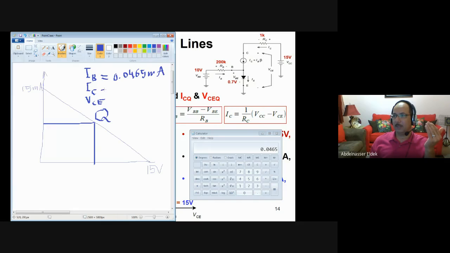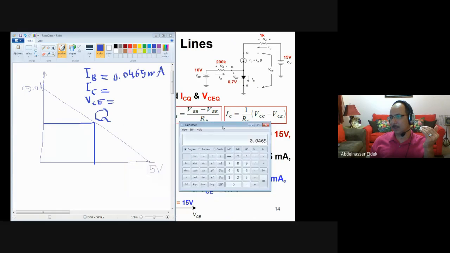If you want to calculate IC, IC is beta times IB. Beta is 100, so you just multiply this by 100. So this will be the current. Here it is: 4.65 milliampere.